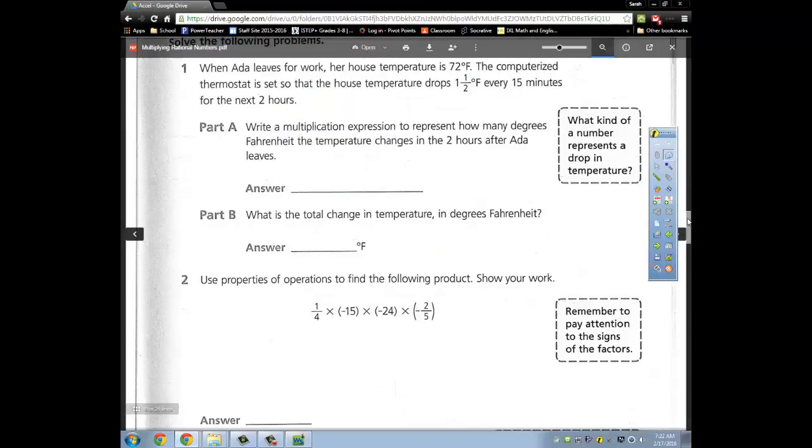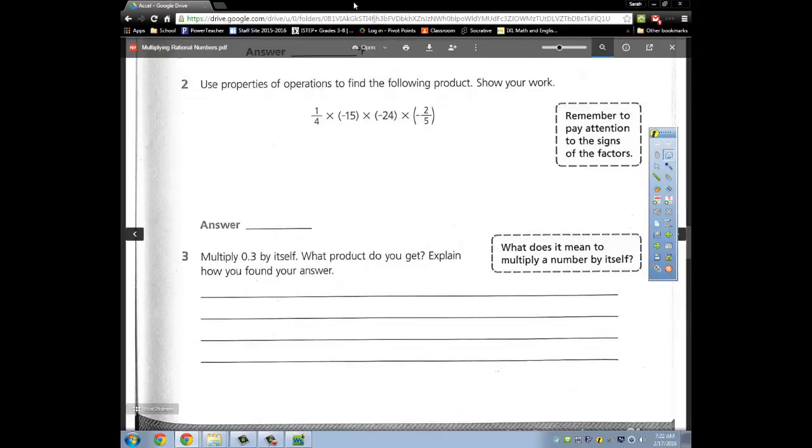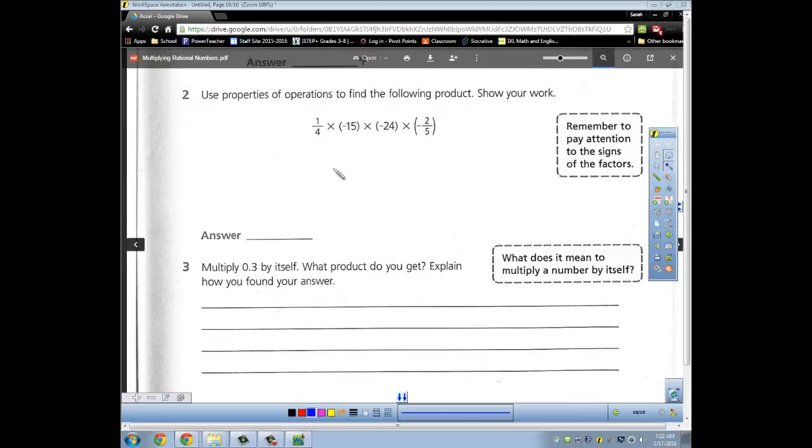Okay, number 2. Use properties of operations to find the following product. Show your work. So I'm going to figure out which numbers I should group together. So 1/4 and -24, they have a common factor of 4, so I'm going to put those together. And then -15 and -2/5 have a common factor of 5, so I'm going to move those together. So I'm going to do these two first.